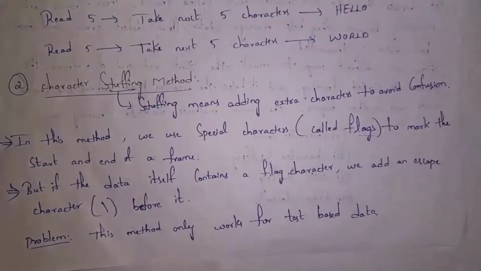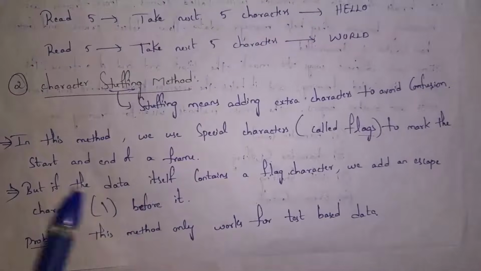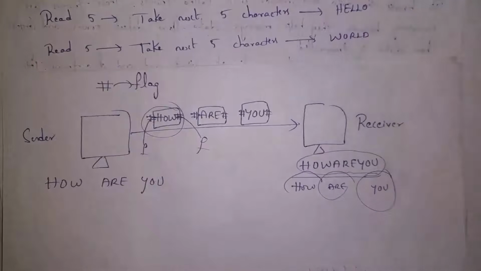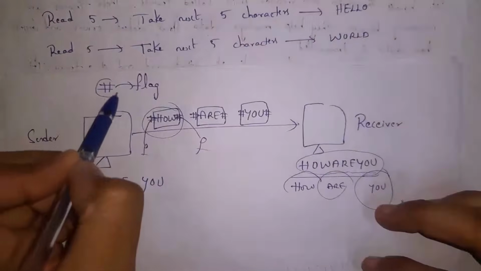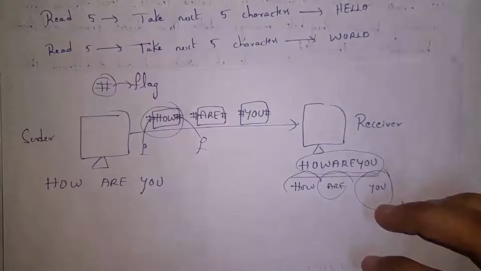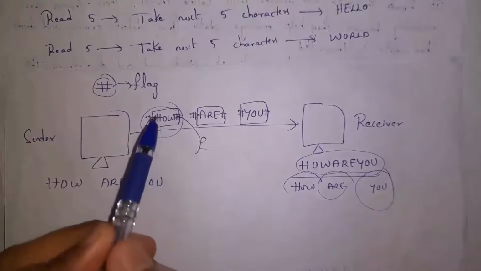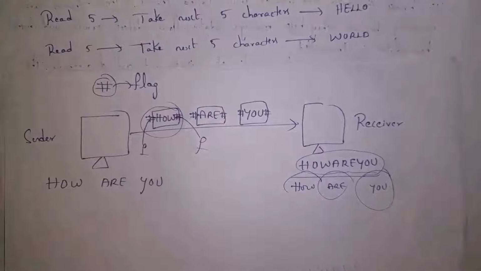So in character stuffing method, we'll use special characters in order to mark the start as well as the end of the frame. This is the example which I explained before, where hash is the special character. We will mark the special character at the starting as well as at the end of the frame. Whenever the receiver receives each frame, the receiver removes flags and will read the actual data.